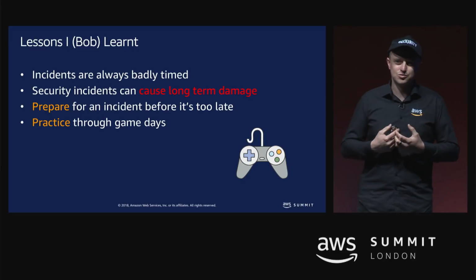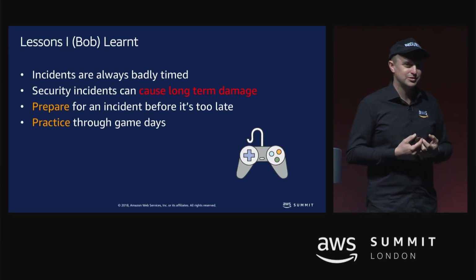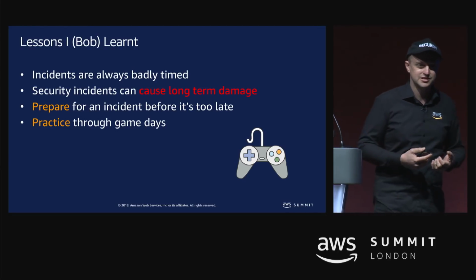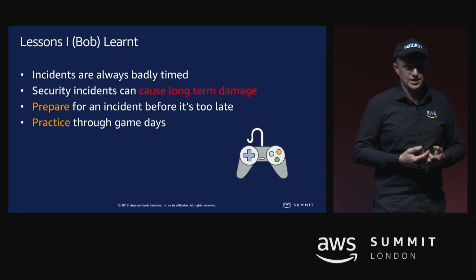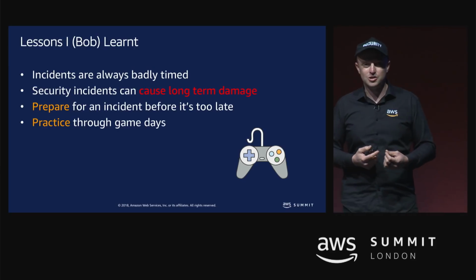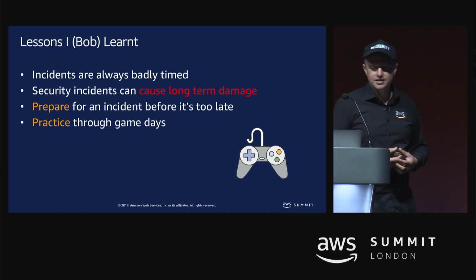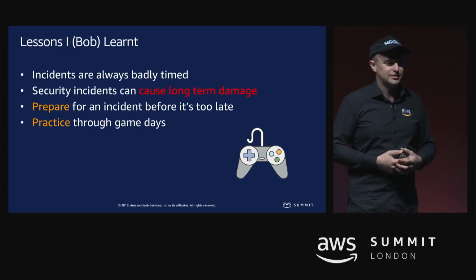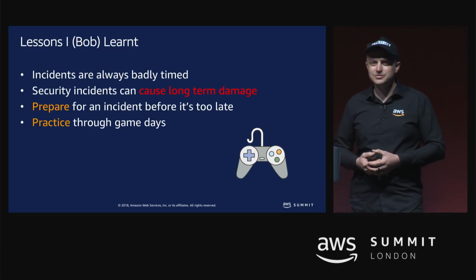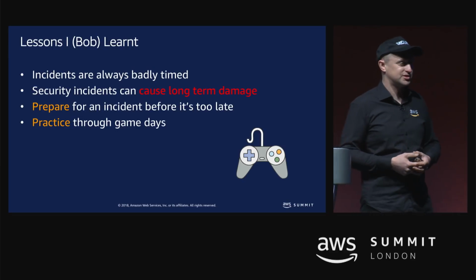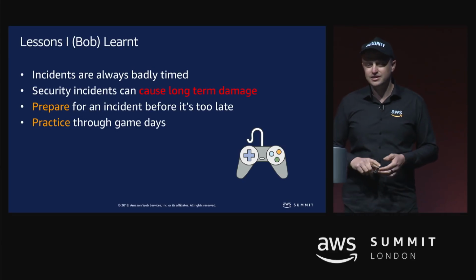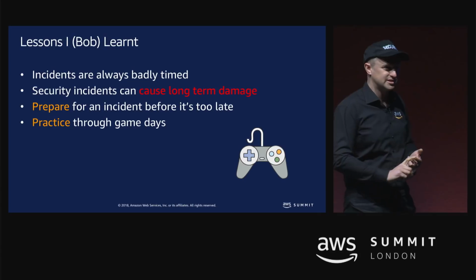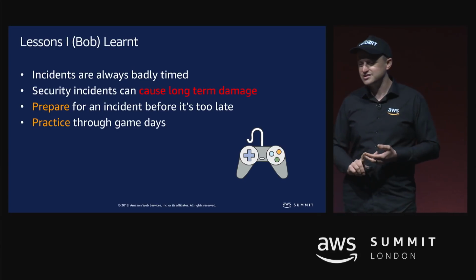What I learned is that incidents are always badly timed, especially if you even know about them in the first place. If you look at the statistics on advanced persistent threats, it's many months on average that those adversaries are within an environment before they're discovered. Security incidents can cause incredible long-term damage, no matter how simple they are for your organisation. You absolutely need to prepare for an incident before it's too late. Awareness, training, and of course tools like I've demoed today will put you in a good place to respond to an incident. It's not the end, it's just the beginning. So it's the beginning of the journey.